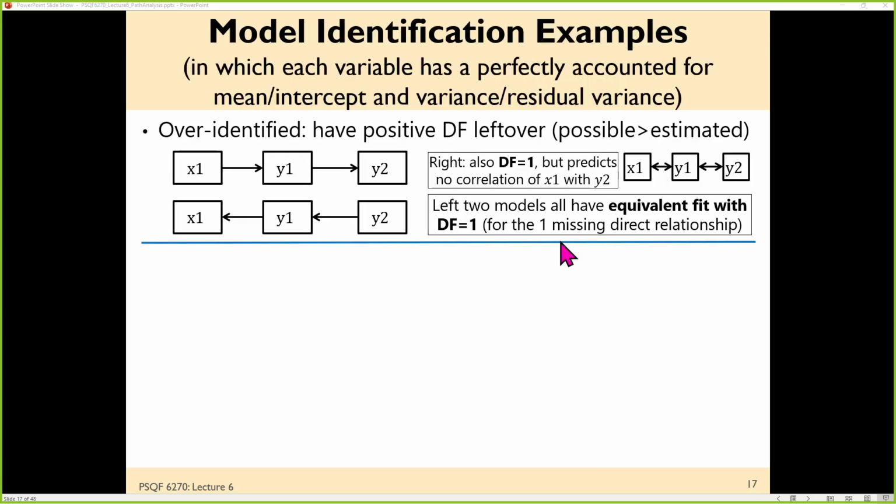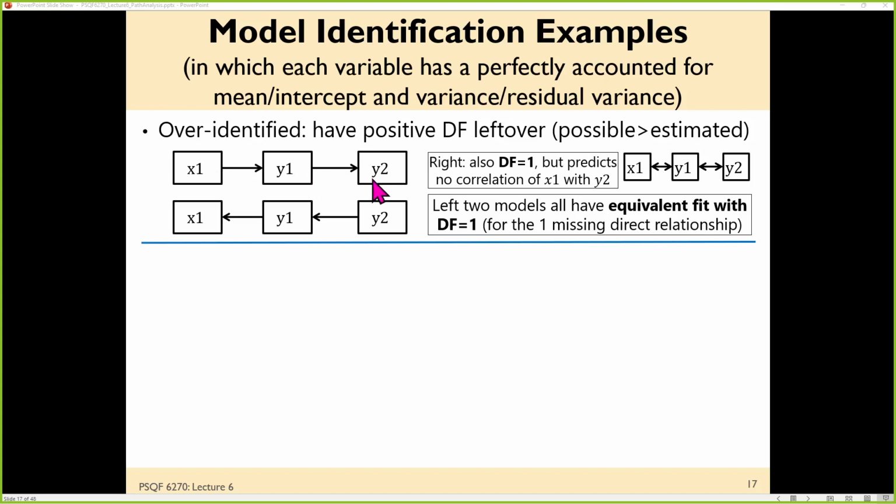So here's some pictures. So let's say that I've got 3 variables here. I have x1 predicts y1, which predicts y2, or y2 predicts y1, which predicts x1. Both of these models have 3 variables.